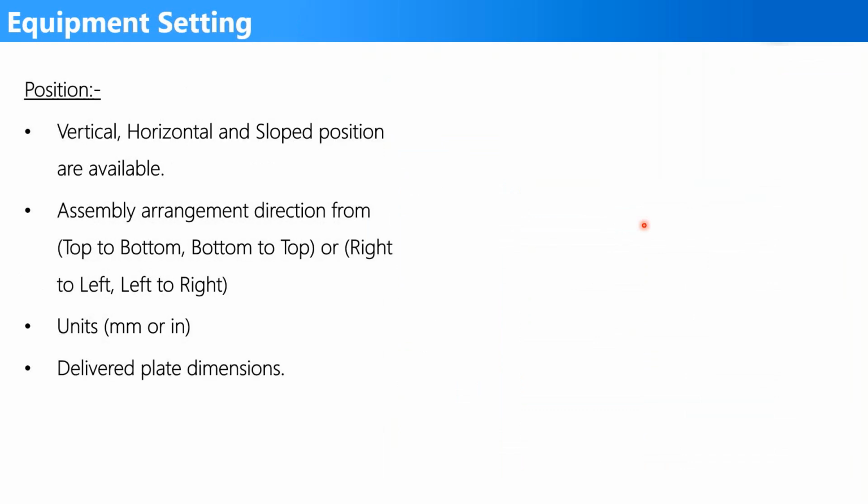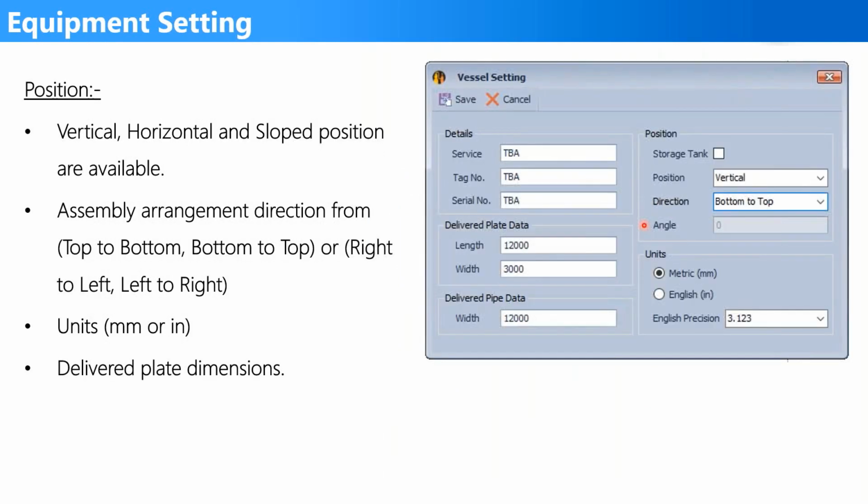On the same level, which is the equipment level, you will need to define the vessel setting. In the vessel setting tab, you will define the position of the vessel, whether it's vertical, horizontal or sloped, and the direction of the assembly. In case of horizontal, for example, you will define if you would like to make it from the left direction to the right direction, or from right to left. In case of vertical, you will need to define the direction of the assembly from bottom to top, or from top to bottom.